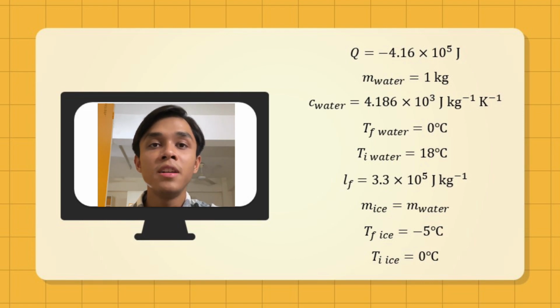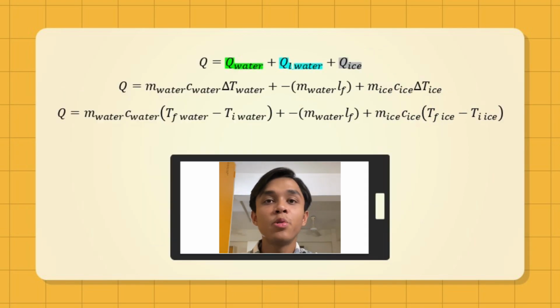Given also the final temperature of ice is -5 degrees Celsius, while we know the initial temperature of ice is 0 degrees Celsius. Based on the question and variable given, it is clearly stated that we need to find the specific heat capacity of ice. We are given the total heat energy that is released. We know that the total heat energy released includes the energy released to reduce the temperature of 1 kilogram of water from 15 degrees Celsius to 0 degrees Celsius.